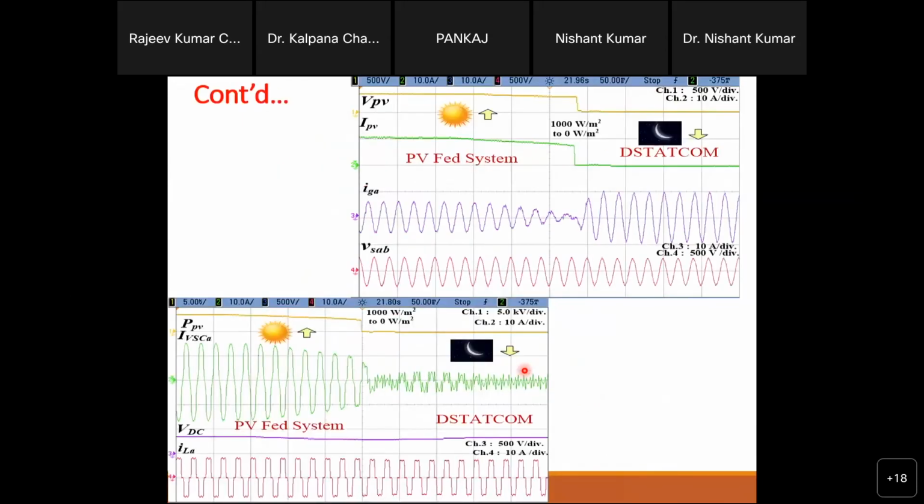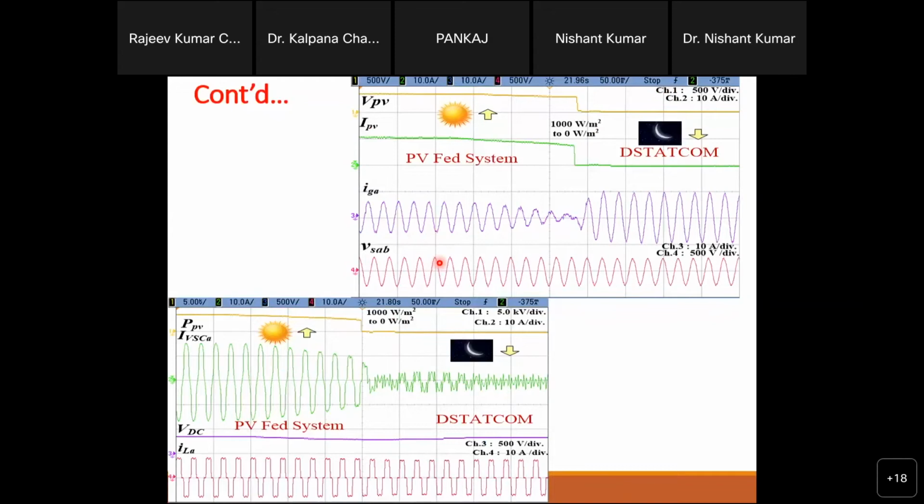Also on the hardware, you can see how the system is behaving during the daytime. The system is behaving like a solar power generating system. Also, you can observe these things from these waveforms. So this is the grid current, and this is the grid voltage.